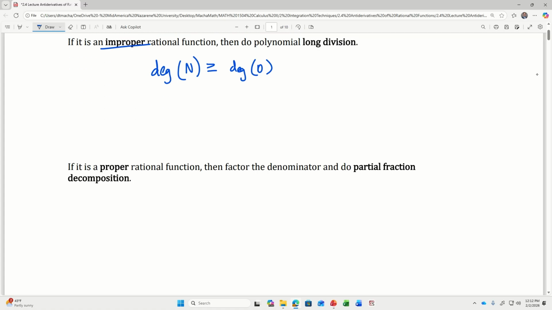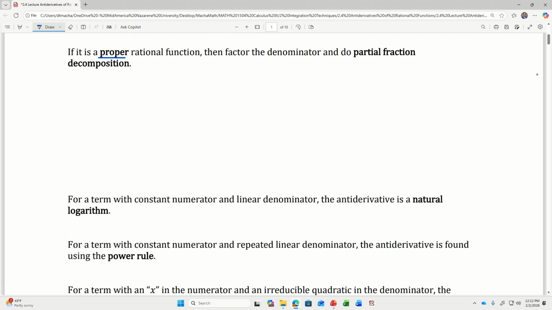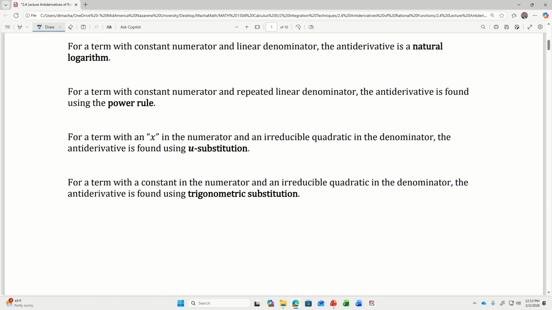If we come across a proper rational function, or even in some cases where our long division gives us a remainder divided by denominator that is a proper rational function, there are cases where we can't yet take the antiderivative unless we do partial fraction decomposition next. And so the idea is long division first, if you can do it, and then partial fractions next, if you can do that. And then once we're done doing long division and partial fractions, we're going to end up with one of these four cases.